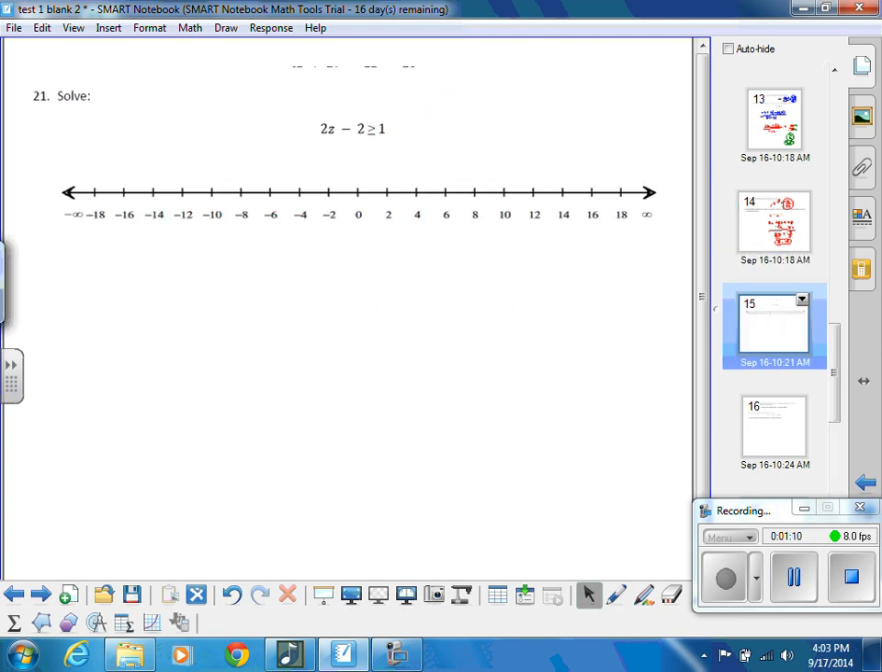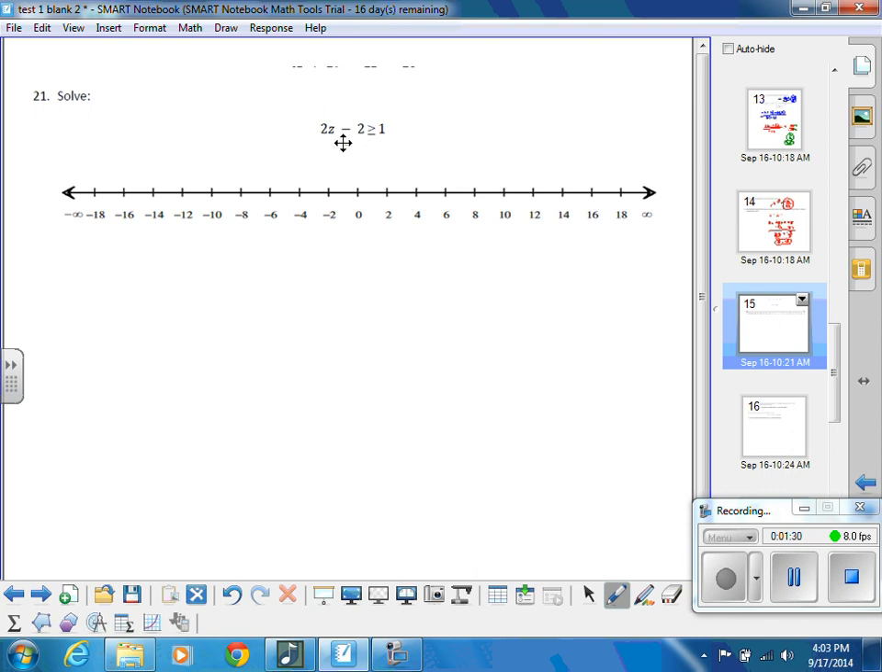Now the next one I'm going to look at is solving an inequality, and we haven't seen one of these before. So I'm going to talk to you about how to solve it, and then how to plot it and shade, and how to write it in interval notation. So let's go ahead and solve this first.